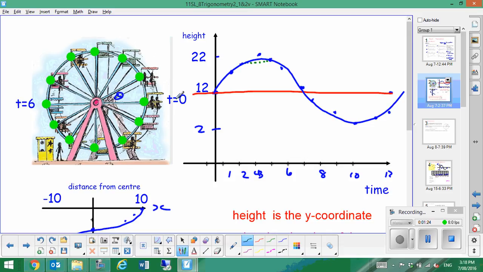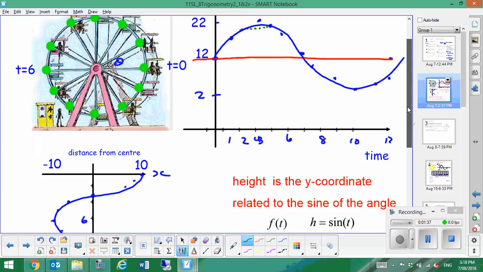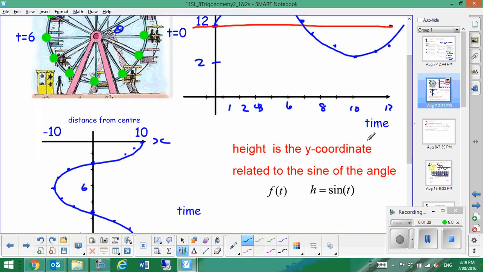If we take our time zero at this normal position where we take our angle zero and plot the points for the height, we come up with this shaped curve. And because we were talking about the height, which is like the y-coordinate, we related that to the sine of the angle, because that was the y-coordinate of the point on a unit circle.